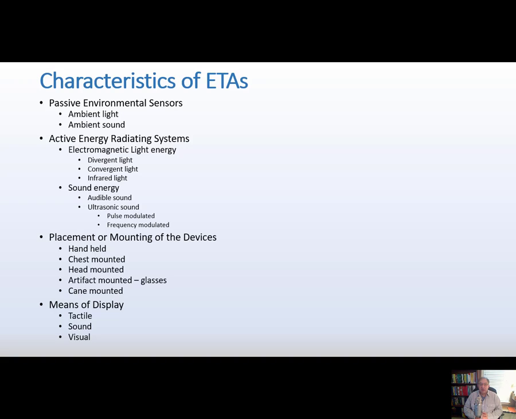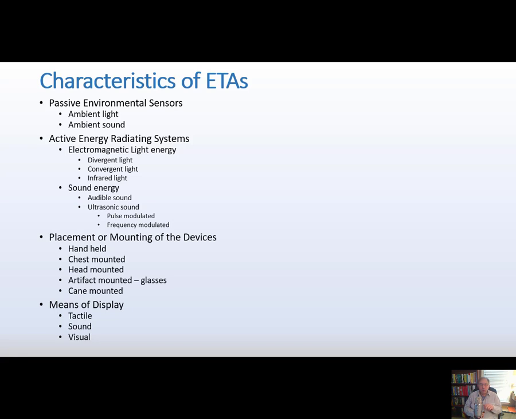Now that ultrasonic sound can be presented in different formats. One is pulse modulated, different pulses, but that has a more limited capacity for carrying information. Another form is called frequency modulated, where the frequencies that are sent out are different, and as they come back they're different. And so there's more information that can be contained in a frequency modulated system, and so more information about the environment can be conveyed.